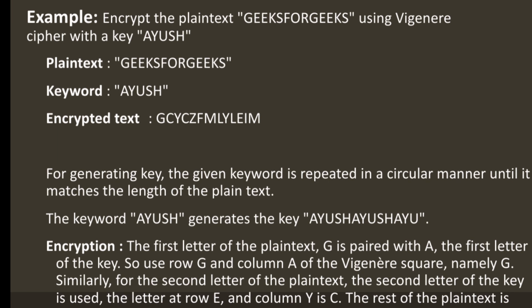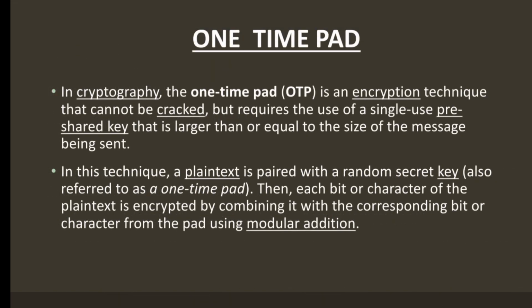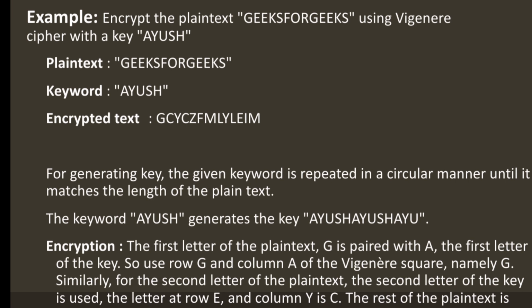plain text. The encryption process goes like: the first letter of the plain text G is paired with A, the first letter of the key. So use row G and column A of the Vigenere square, namely G. Similarly, for the second letter of the plain text, the second letter of the key is used: the letter at row E and column Y is C. The rest of the plain text is converted in the same manner.